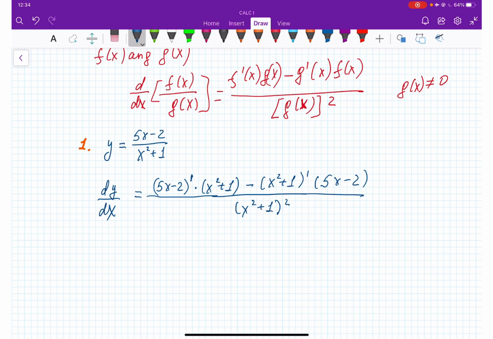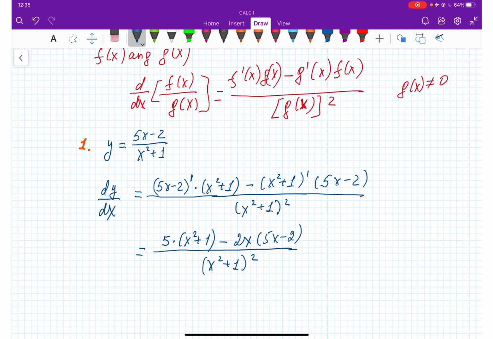And this is equal, let's see. Derivative of 5x is 5. Derivative of negative 2 is gone, right? It's 0. Multiplied by x squared plus 1. Minus derivative of x squared plus 1. Derivative of x squared is 2x. And derivative of 1 is gone, it's 0. Times 5x minus 2. And divided by x squared plus 1 squared.